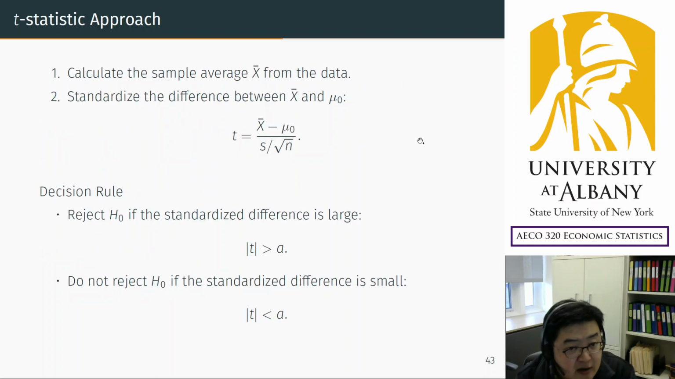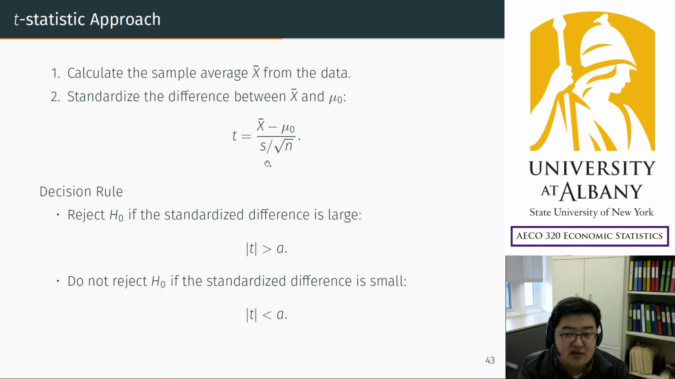Okay, then the second approach is the t-statistic approach. The first two steps are actually the same. You calculate the sample average and then standardize. But earlier we had the third part where you plug the t-statistic into the standard normal distribution. Now I'm not going to do it. I will make the decision right here, directly from the t-statistic.